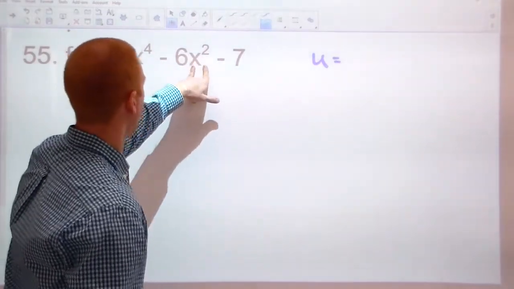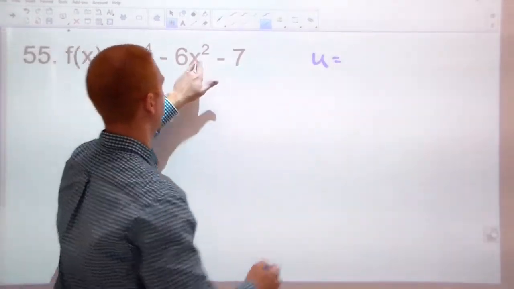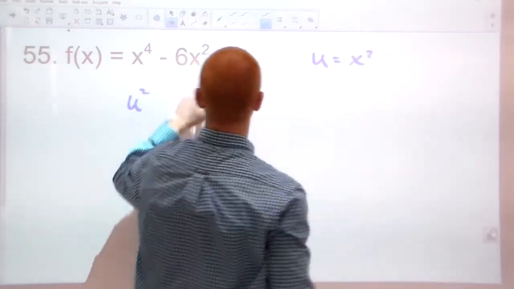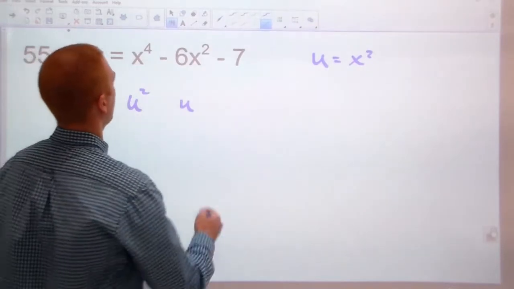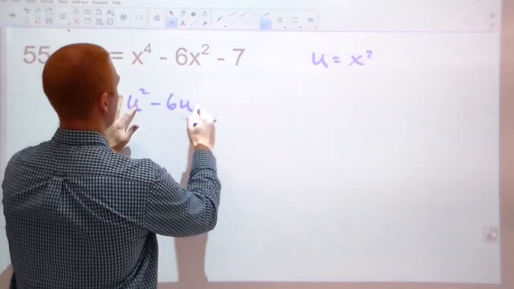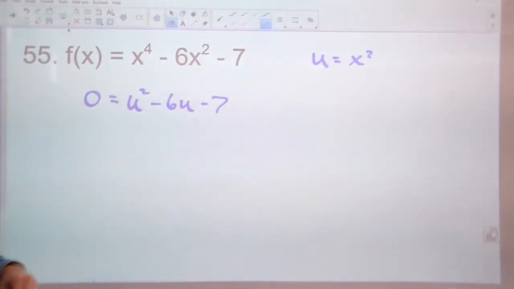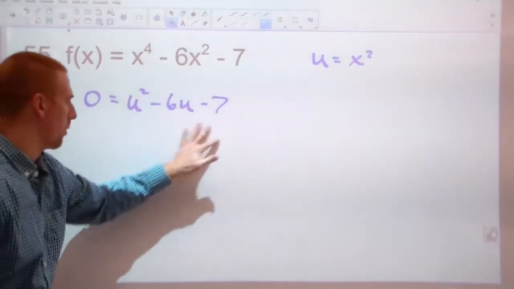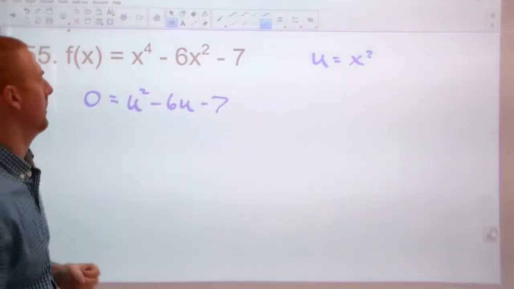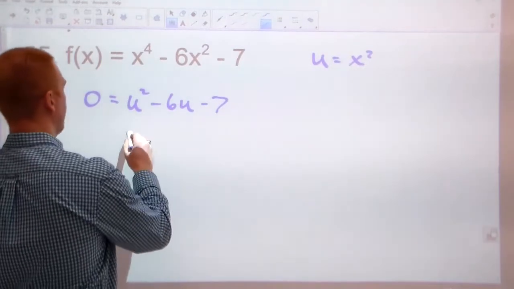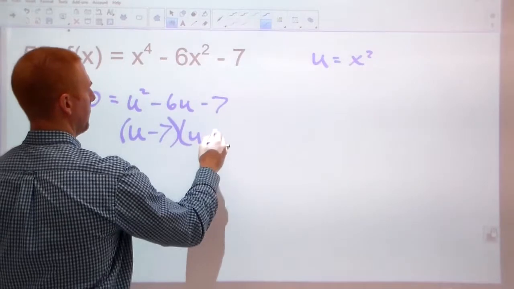And let's just see if we did u squared and u here, would it check out if that was x squared? So it looks like that would be good, and x squared would be x to the 4th, so that would be good. So u squared minus 6u minus 7, you just replace the x squareds with u's, and now you've got a normal kind of trinomial with something squared, something that's not squared, and a constant at the end. Factors of -7 that will add up to -6 will be -7 and +1.